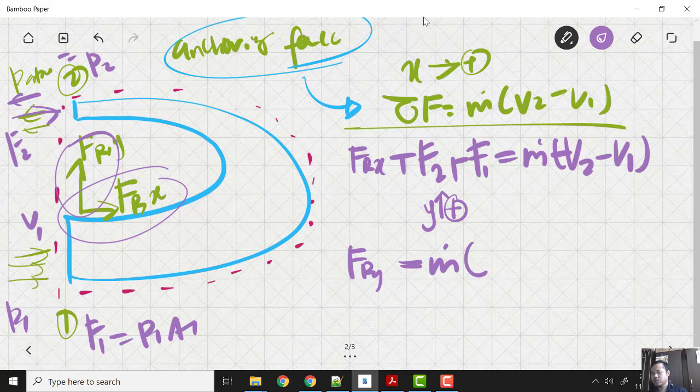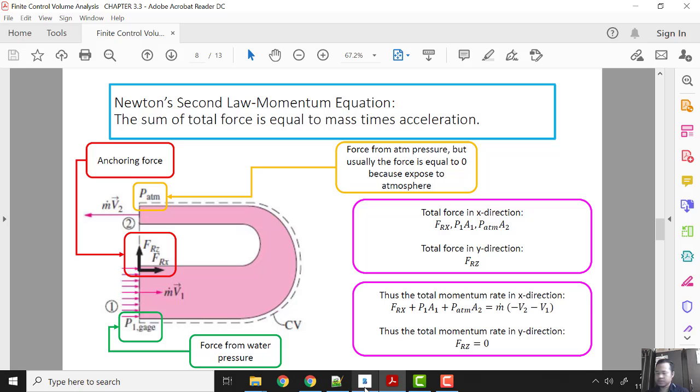Do we have velocity in the Y direction? We don't have any velocity in the Y direction, since the velocity is moving in the X direction only, so the velocity is equal to 0. So if FRY is equal to 0, we have this here. Okay, and then let's look at another example.